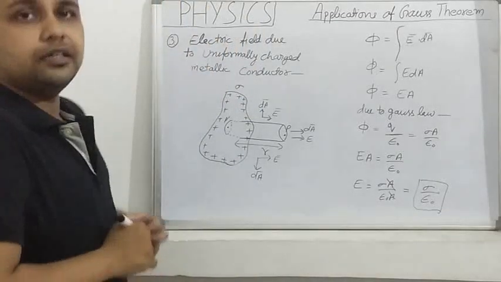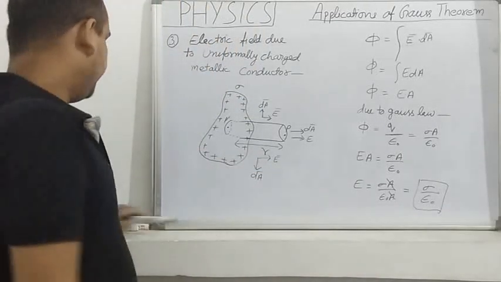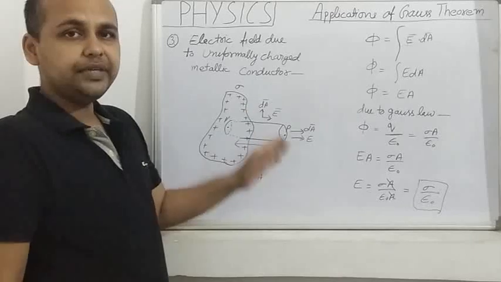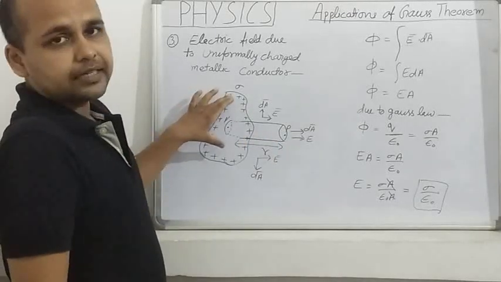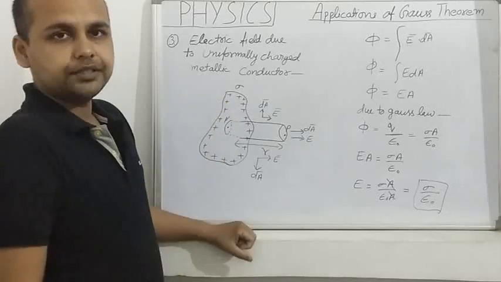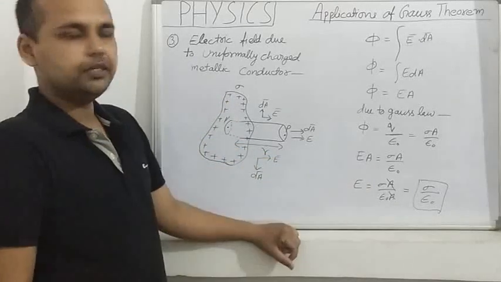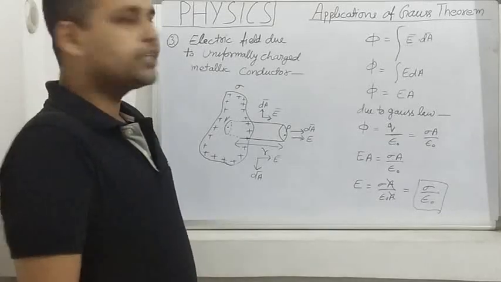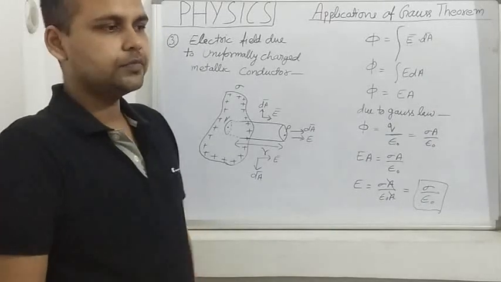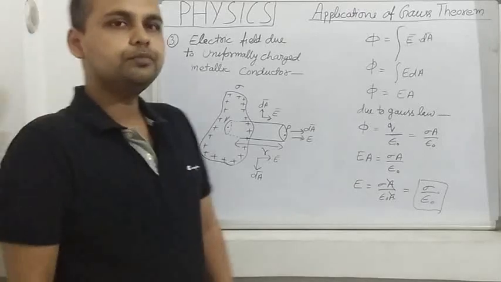So this is the electric field at a point P lying outside the charged metallic conductor. Okay, sigma upon epsilon naught. So this was all about applications of Gauss theorem. In the next video, we'll proceed further.